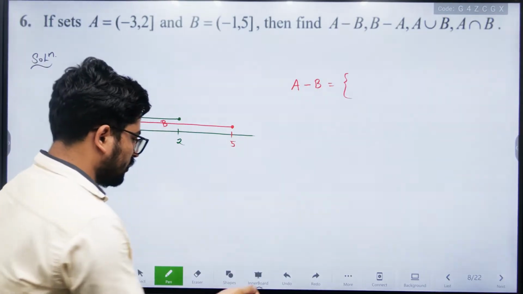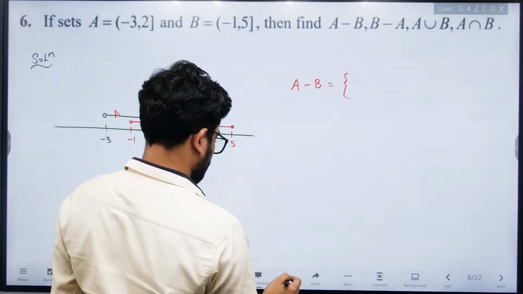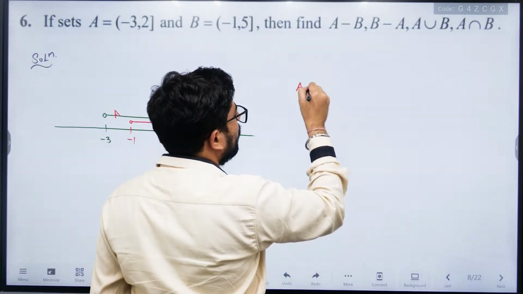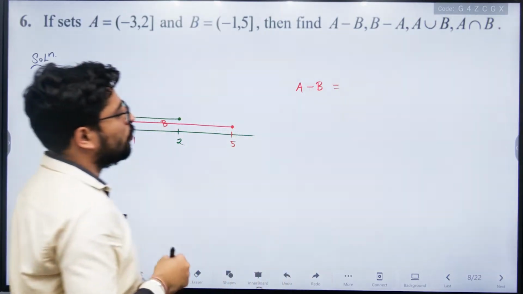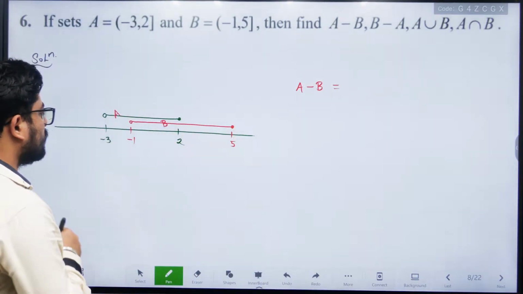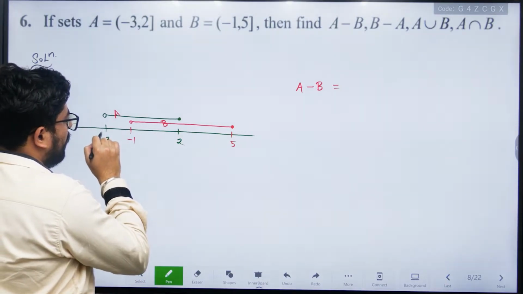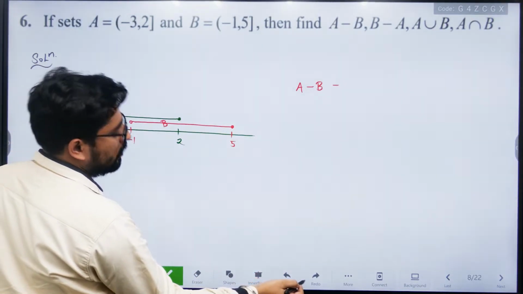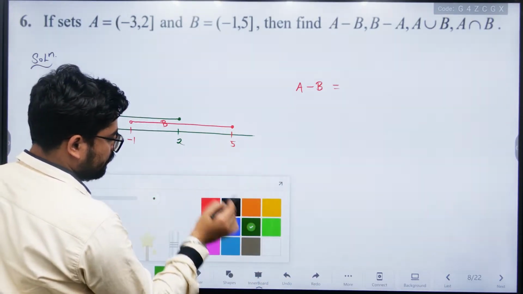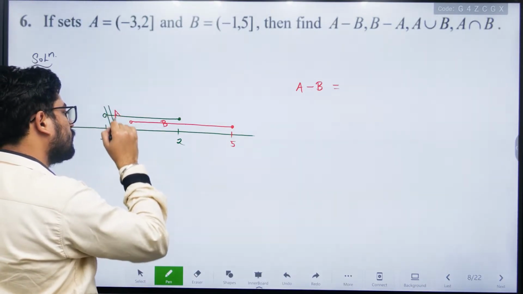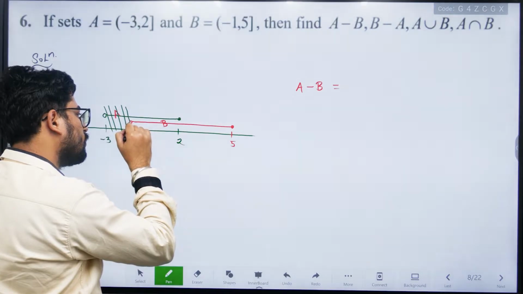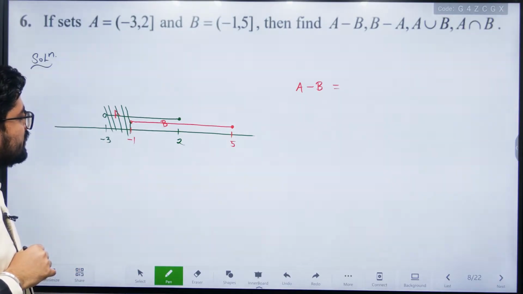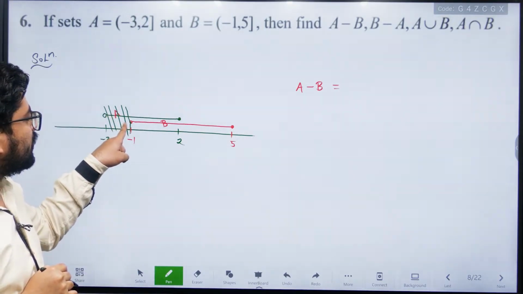A minus B is what? Or you can write it in terms of an interval here. Sorry, this is the B set. So you can write A minus B. A minus B is equal to what? Which is in A but not in B. So that portion is what? That portion is minus 3 to minus 1. Yes, this portion, till here. So you can say this is in A but not in B.